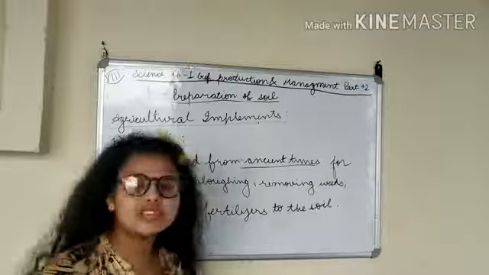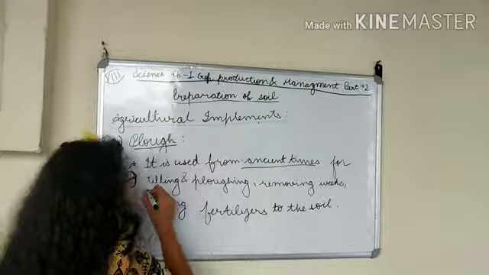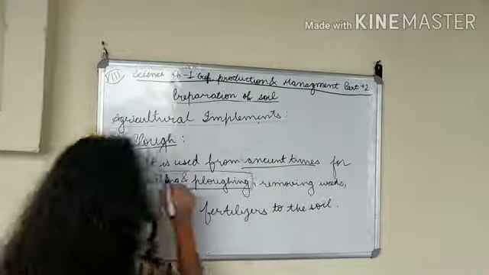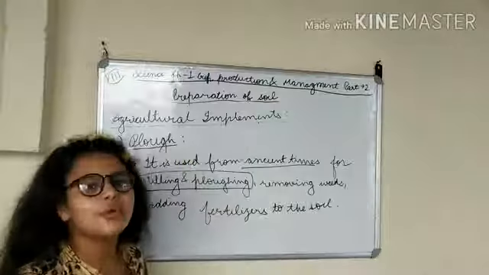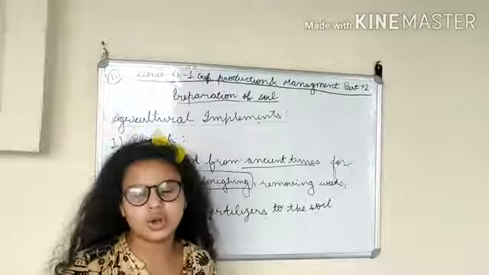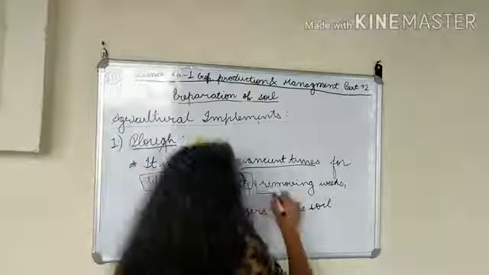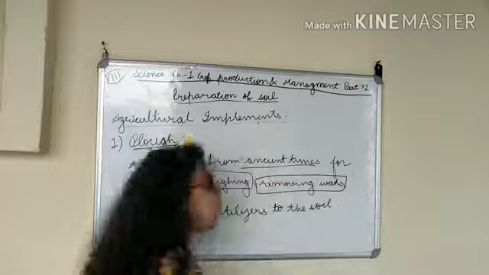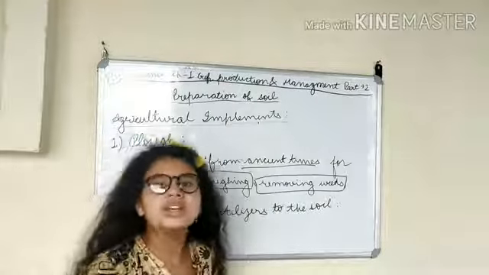Plow has been important since ancient times, and it is used for tilling and plowing. I forgot to tell you about tilling and plowing, which means the process of turning and loosening the soil is called tilling or plowing. Now, removing of weeds. What are weeds? Weeds are unwanted plants which grow near the crop.